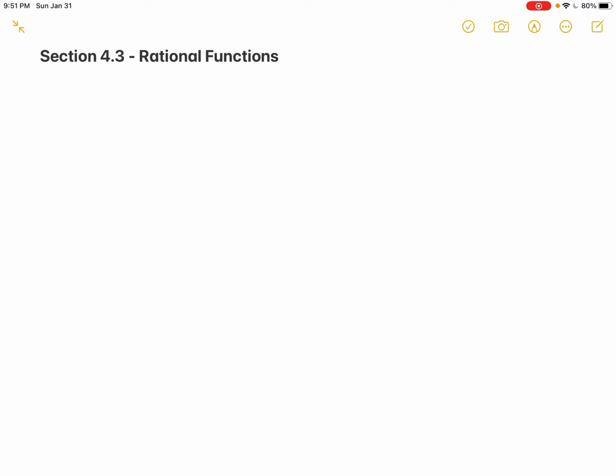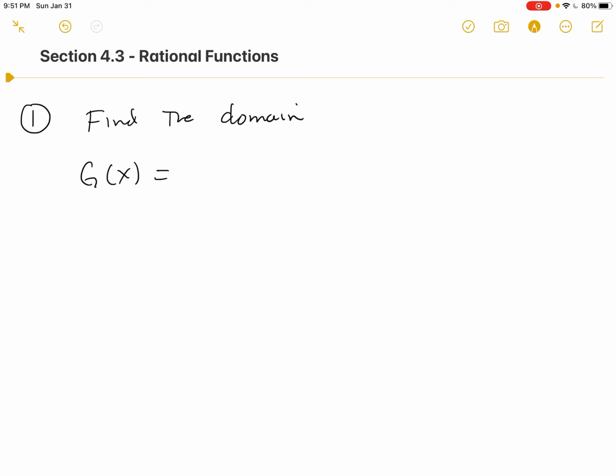So for example, the first example that we'll do today, example number 1, they just simply want you to find the domain. They want to make sure that you remember that we've dealt with rational functions before. I'll call it capital G of x. Usually with rational functions they use capital letters. Capital G's, F's, Q's, R's are used as well.